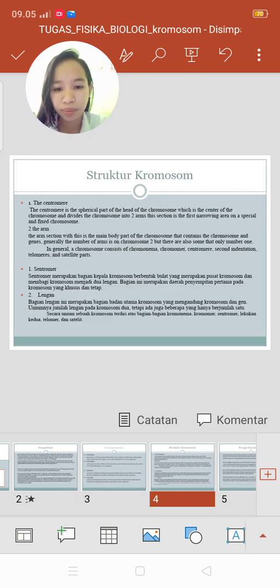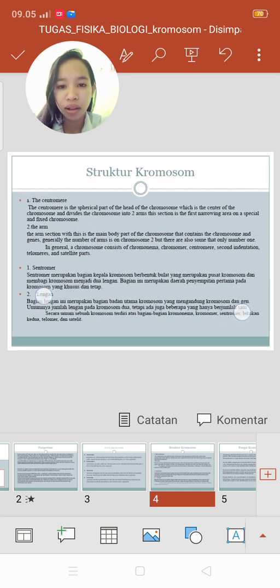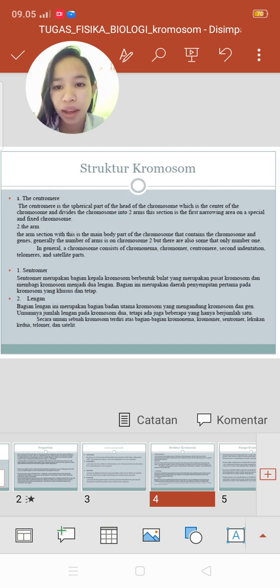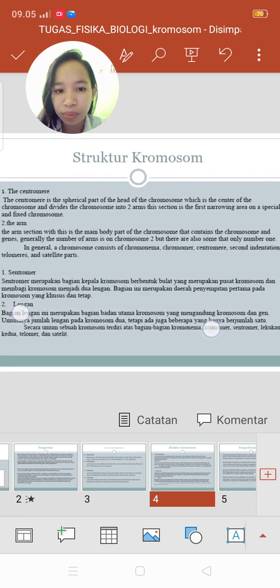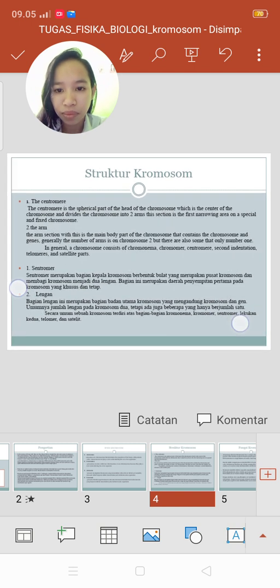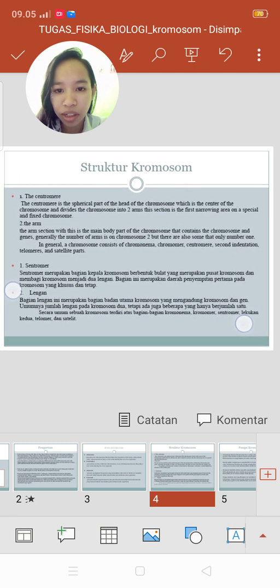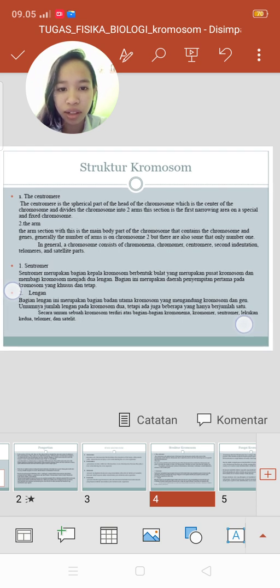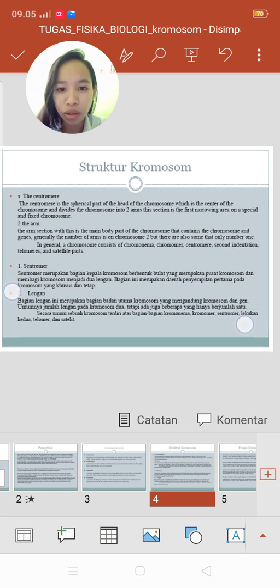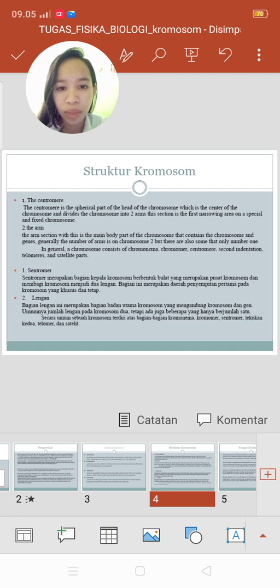Third slide: chromosome structure. 1. The centromere. The centromere is the spherical part of the head of the chromosome, which is the center of the chromosome and divides the chromosome into two arms. This consists of the first narrowing area on a special and fixed part of the chromosome.